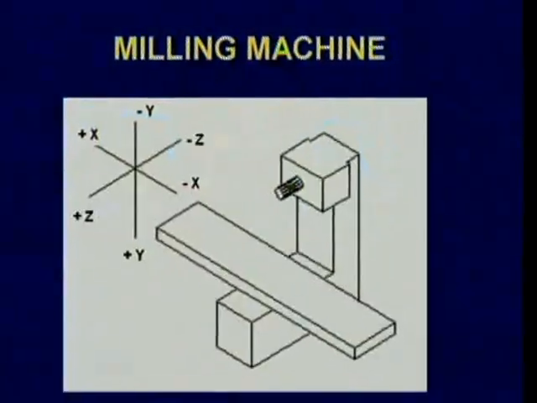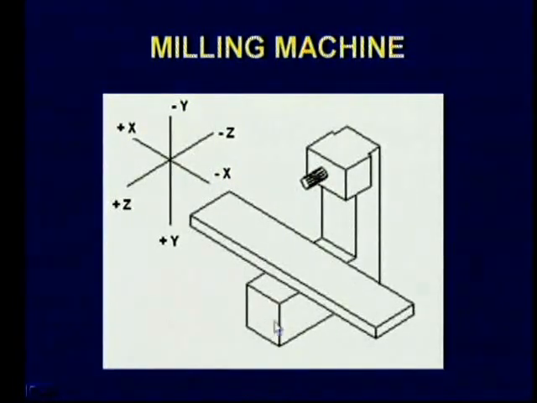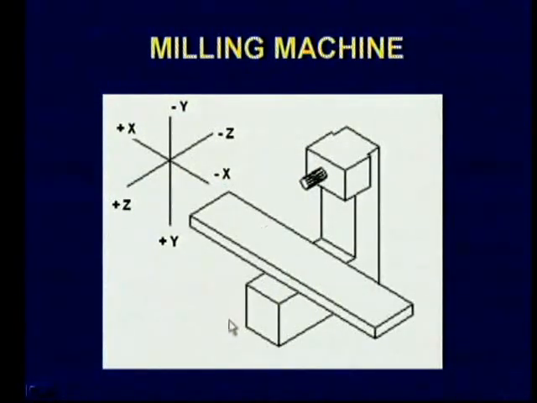Next is a milling machine. In a milling machine, we know that the table has a motion in the z axis. If it is a plus z, it always moves away from the cutter. If it is a minus z, it moves towards the cutter.